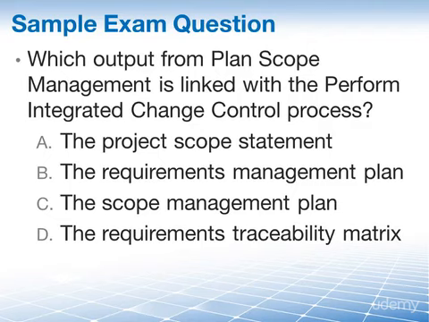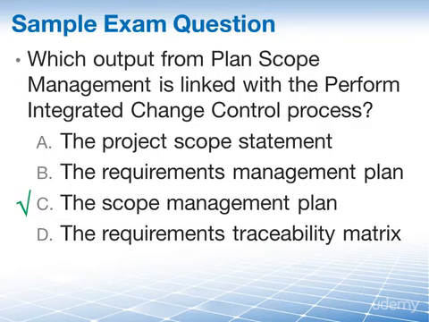To find the correct answer to this, you first have to realize that this process only has two outputs. The project scope statement, A, is not one of our two outputs, and D, the requirements traceability matrix, is also not one of the outputs from this process. Only B and C are really outputs from the process. So it's only a question of selecting the right one there. And the correct answer is that it's C, the scope management plan.